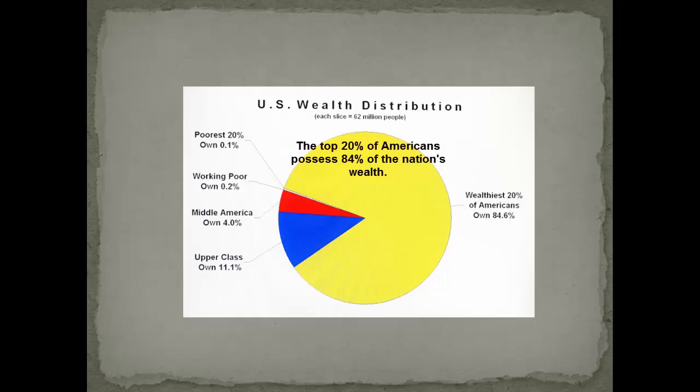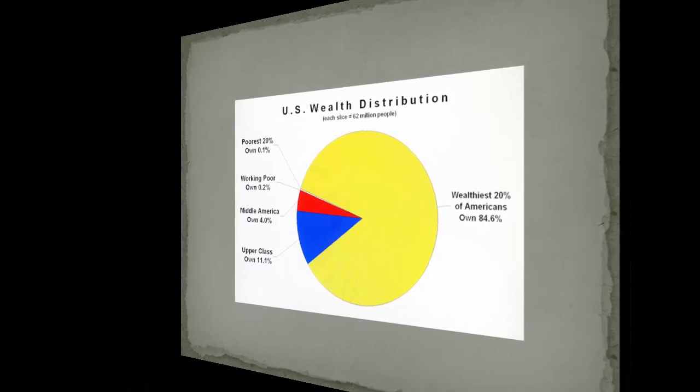If we expand it to the top 20% of Americans, they possess 84% of the nation's wealth, which leaves 80% of Americans splitting 16%. The bottom 40% on their own are splitting only 0.3%, and the bottom 20% of Americans split 0.1%, live in debt, and have no net worth.